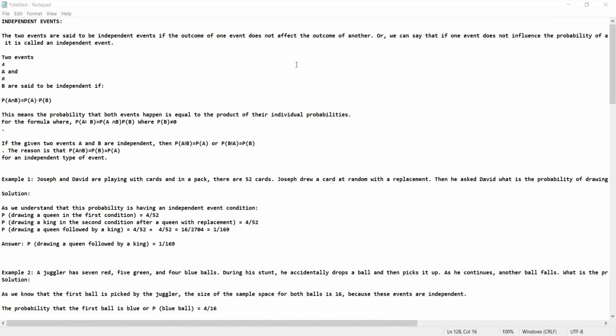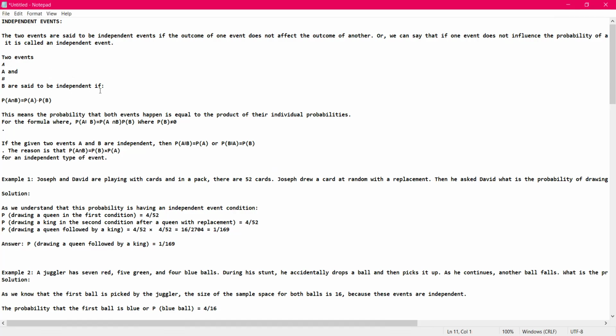We'll see some examples. Also see here, two events A and B are said to be independent if... suppose there are two events A and B. When can we say A and B are independent of each other? When P of A intersection B equals P of A into P of B. It means one of the events is not affecting the outcome of another event. That's why it is called independent of each other.